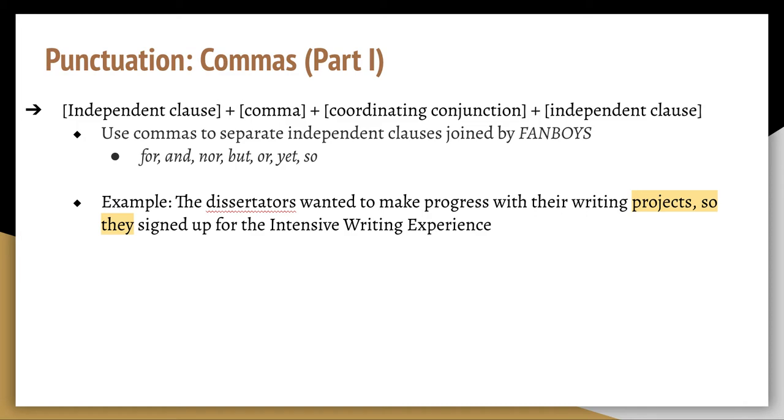First up, commas can be used to join 2 independent clauses using a comma and a coordinating conjunction. On this slide, you can see the formula for using a comma in this way, as well as the example. "The dissertators wanted to make progress with their writing projects, so they signed up for the intensive writing experience."